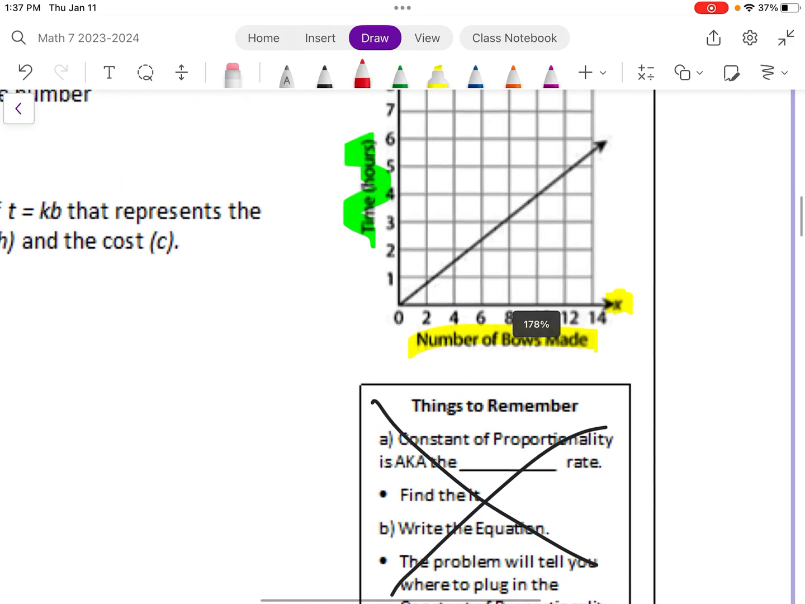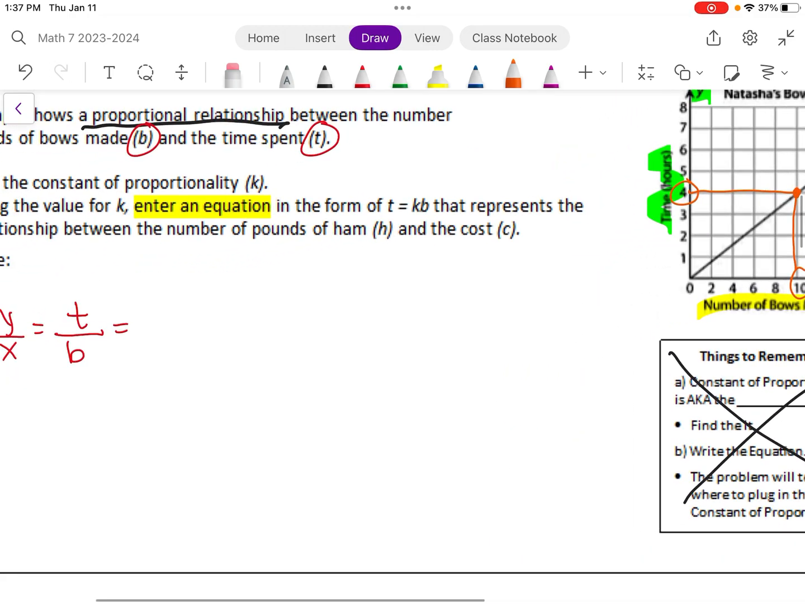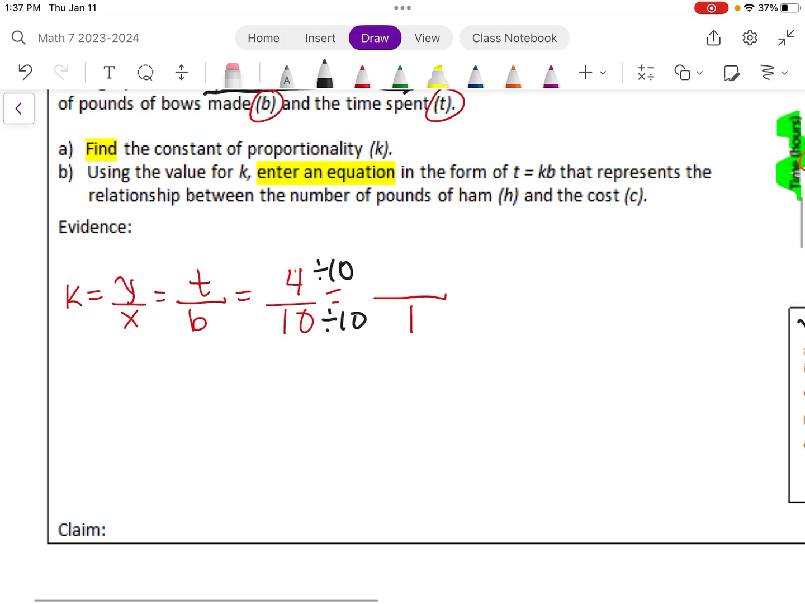Now we pick a value, and we want to pick one that's easy to see. I see this one, so it's going to be 10 and 4. So we're going to put 4 over 10. Again, we want the denominator to be 1, so we've got to divide by 10. 4 divided by 10 is going to give us, when you use your calculator, 0.4. So this is our K, or unit rate.